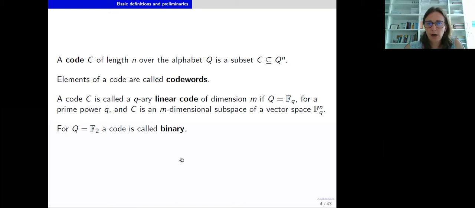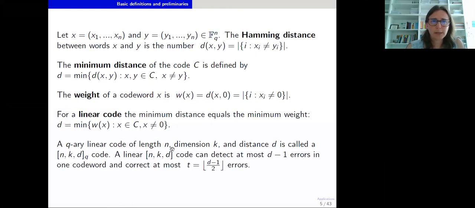But here, in the examples, I will show you, I think, just binary and ternary, but you can obtain codes on various finite fields. Okay, so what are the basic accompanying definitions that are related to codes? First of all, we have to define the Hamming distance between two words.